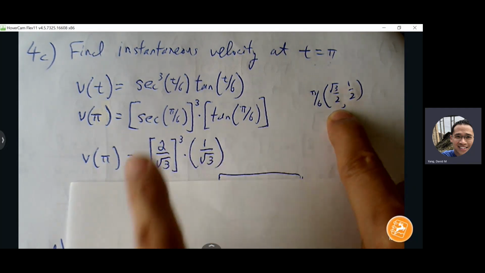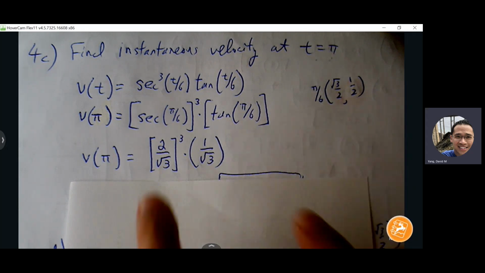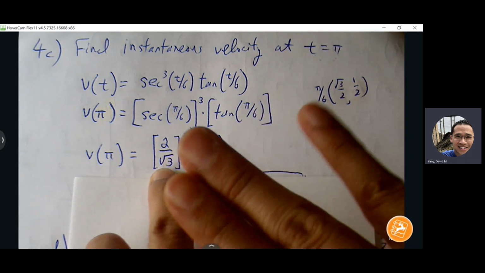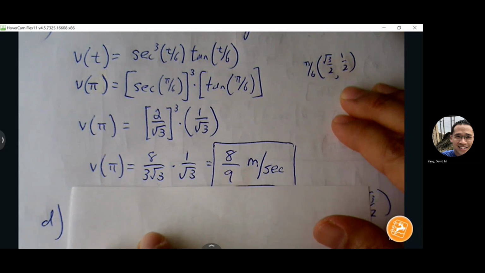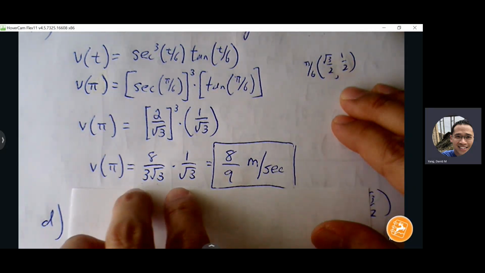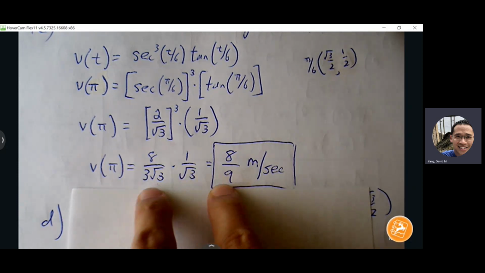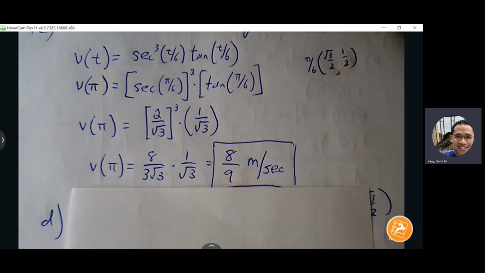Okay, I'm going to cube my first term there, 2 cubed over root 3 cubed, the same thing as root 3 times root 3 times root 3. Two of the root 3 becomes 3, and then the root 3 is going to hang out, so it's 3 root 3. Continue multiplying. So root 3 times root 3 is 3, 3 times 3 is 9, so 8 over 9. That's my velocity. My velocity is 8/9 meters per second.